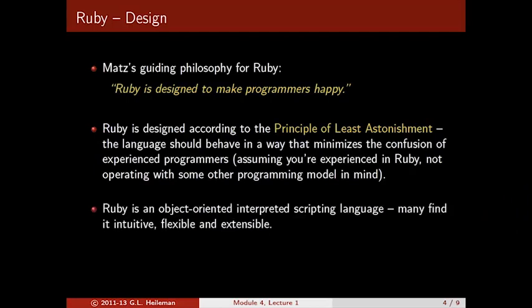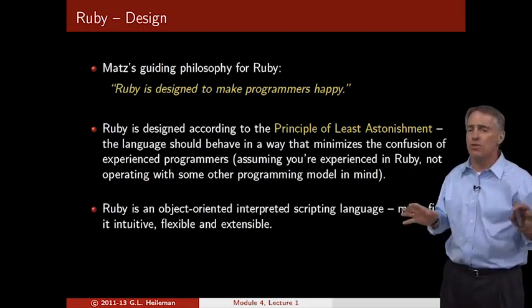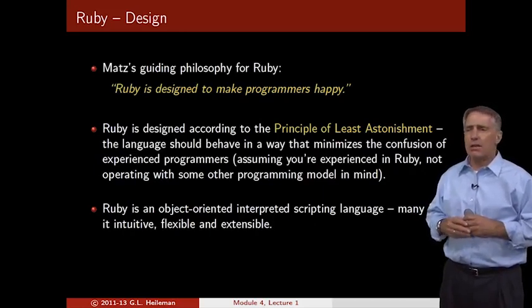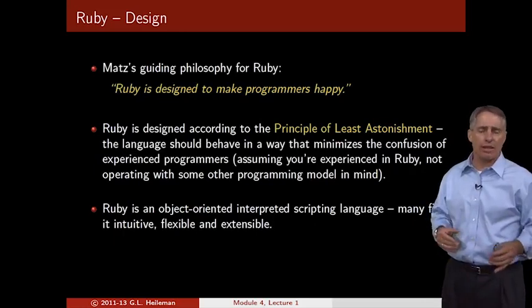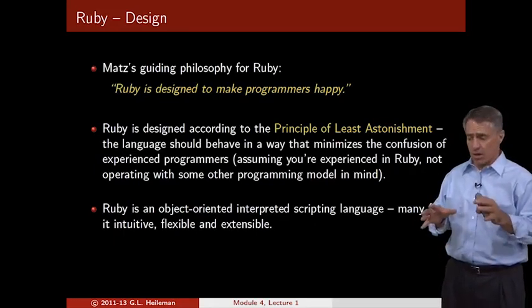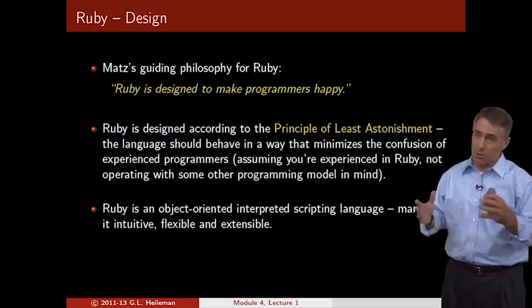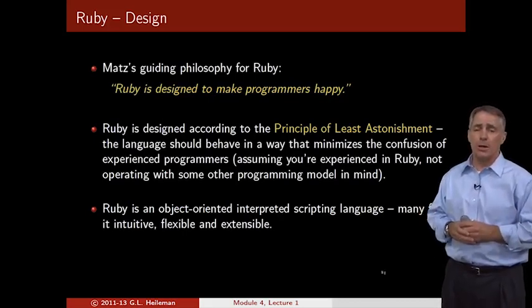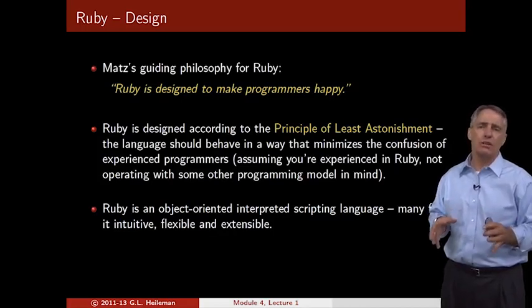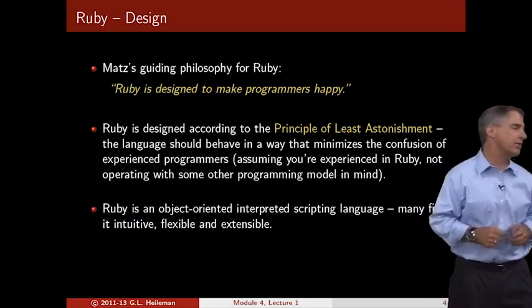Ruby is an object-oriented scripting language, and because of the design principle that was used here, many do find it intuitive, flexible, and extensive. Again, I'm not a huge proponent of any particular programming language. This is just the one that we need to use in order to better understand how to use Rails in order to build web applications. So this has kind of a low barrier to entry. It's very easy to get up and running in Rails, and so again, that's why I selected this language for this course.